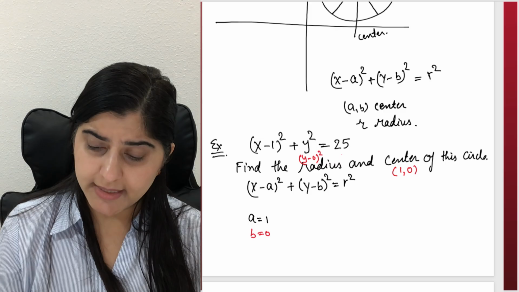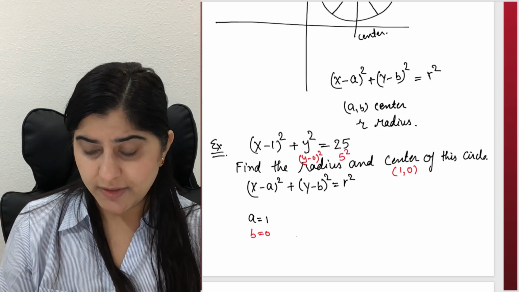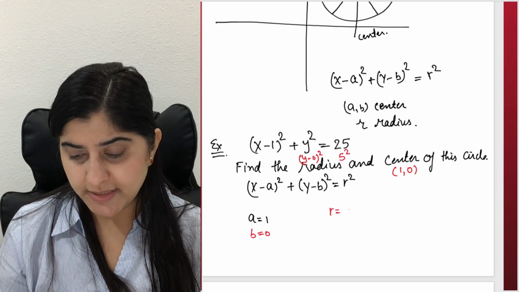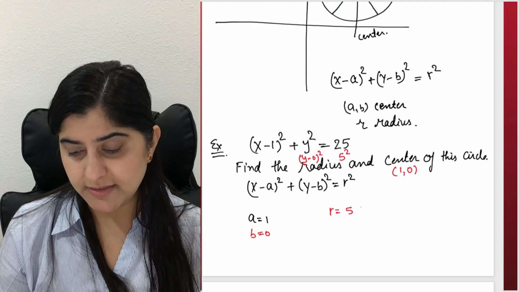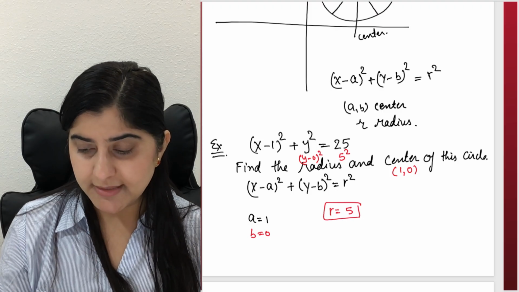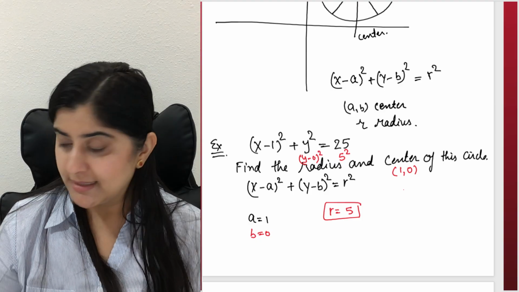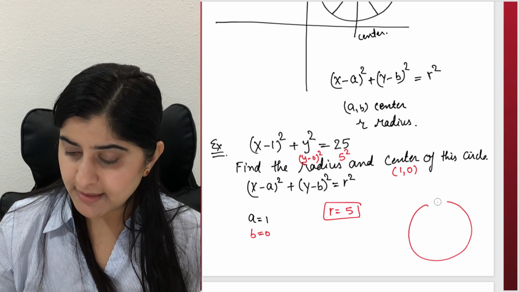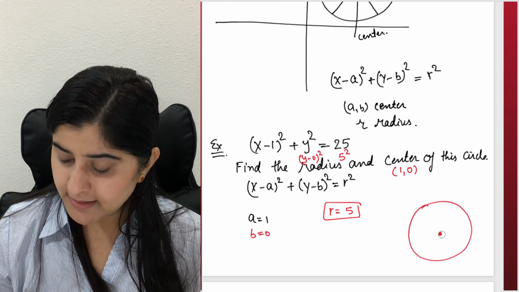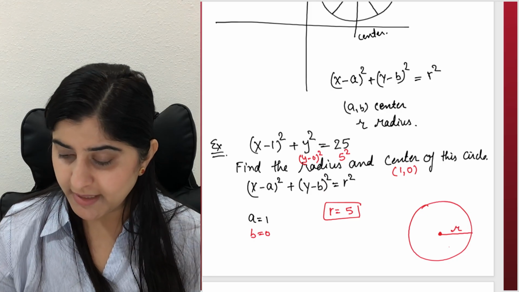So can I write the right-hand side as 5 squared? If we do so, we get the r value is 5. So the radius of the circle is 5 units, and the center coordinates are (1, 0). And if this is a circle and this is the center, this distance is called the radius.